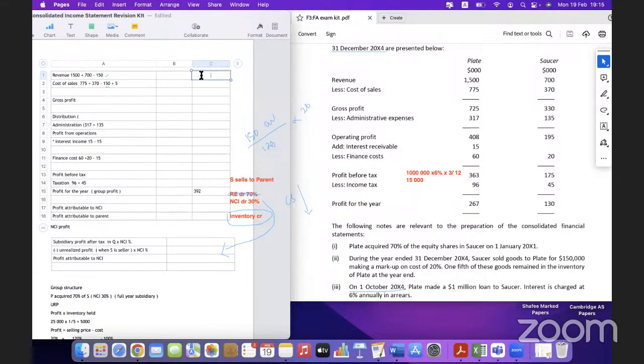1500 plus 700 minus 150, 2050. Okay, over here, guys, 775 plus 370 minus 150 plus 5. Then, guys, gross profit will be 1050.